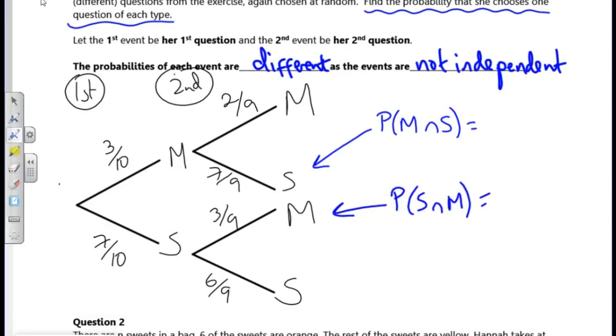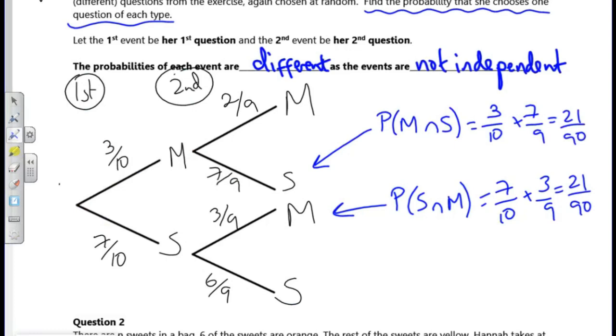So I've got 3 out of 10 times 7 out of 9. I've got 7 out of 10 times 3 out of 9. Each of them gives 21 out of 90, which cancels down if I add them together. So what's that going to be? 7 out of 30, isn't it? Which gives a final answer of 7 out of 15. There. So that's the first question done.